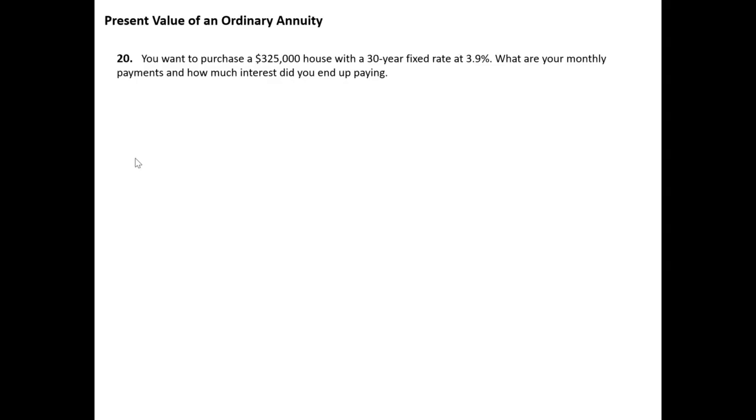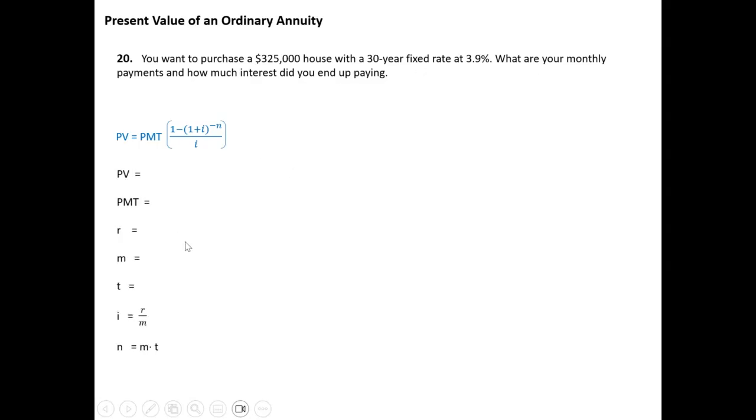It states, you want to purchase a $325,000 house with a 30-year fixed rate at 3.9%. What are your monthly payments and how much interest did you end up paying? This is similar to number 19, but instead of making money in interest right now, you're going to be paying money and interest for number 20. So again, this is a different formula.